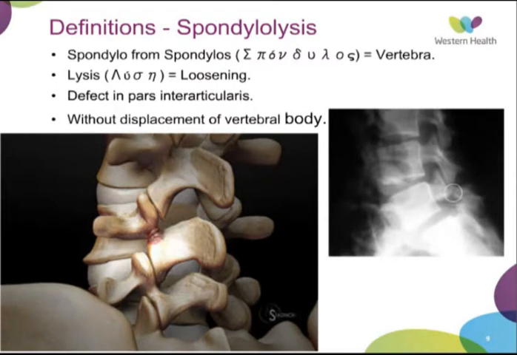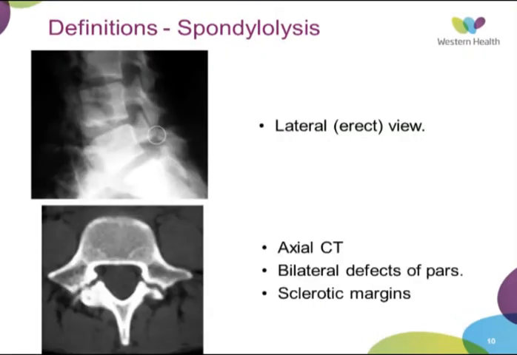And here I've got a 3D image with a defect demonstrated, and again on a plain X-ray on the lateral view you can see where the circle is there's a shadow, which is a defect in the pars. And again here, we've seen that on the axial CT scan. You can see the defect at the pars, and there's sclerotic margins on this slice.